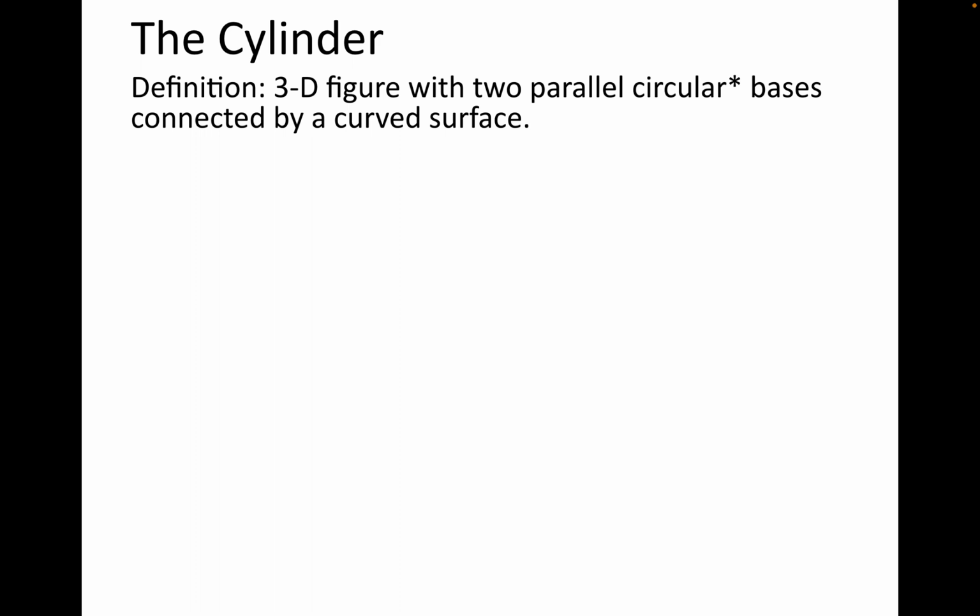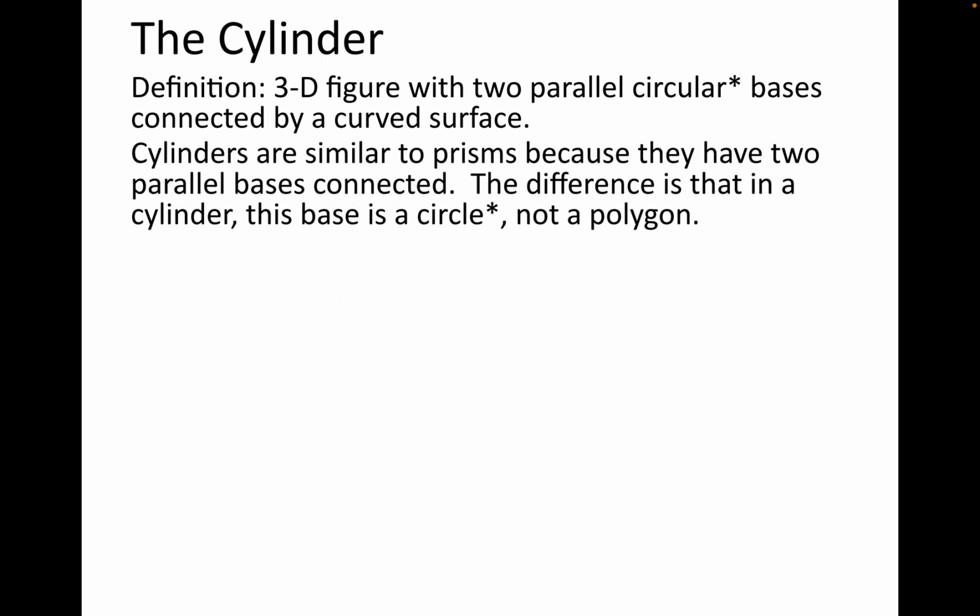Now let's talk about a different 3D figure called the cylinder. The cylinder is a 3D figure with 2 parallel circular bases connected by a curved surface. We just finished with a prism, and you can think of a cylinder kind of like a prism. They're similar to prisms because they have 2 parallel bases that are connected. The difference is that in a cylinder the base is a circle, not a polygon. So it looks something like this.